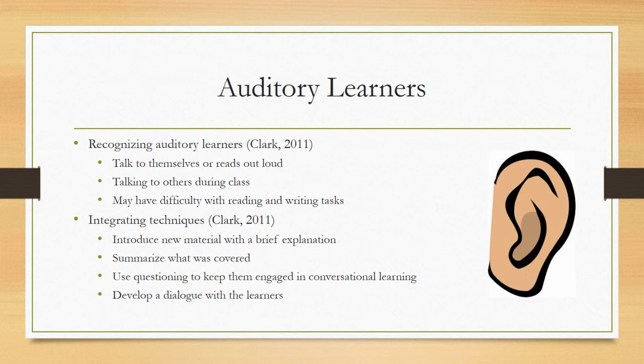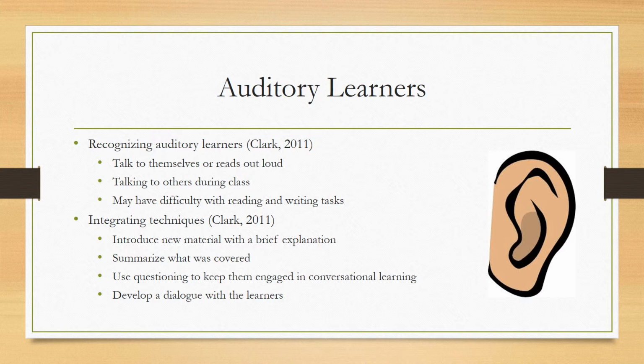With the auditory learner, they can often be misconstrued as not paying attention and in some cases looking as being disruptive. They often talk to themselves, move their lips, and read out loud. And they sometimes have difficulty with reading and writing tasks. They may also talk over material during breaks with others or even ask the instructor to repeat the information in order to gain a better understanding of that information.